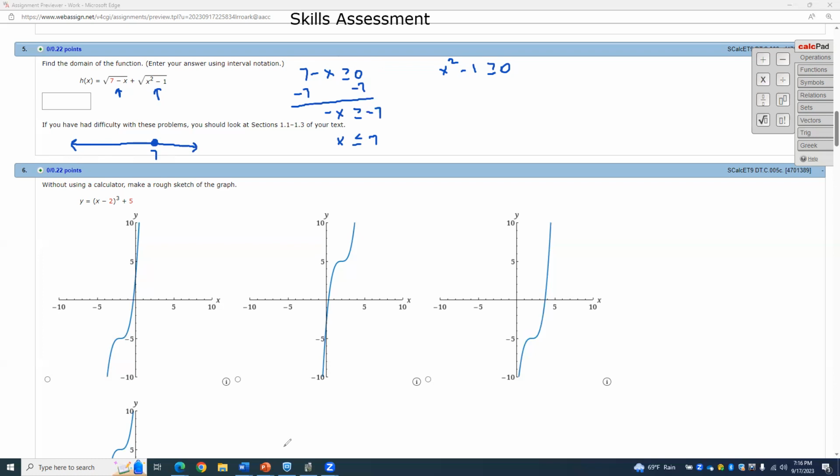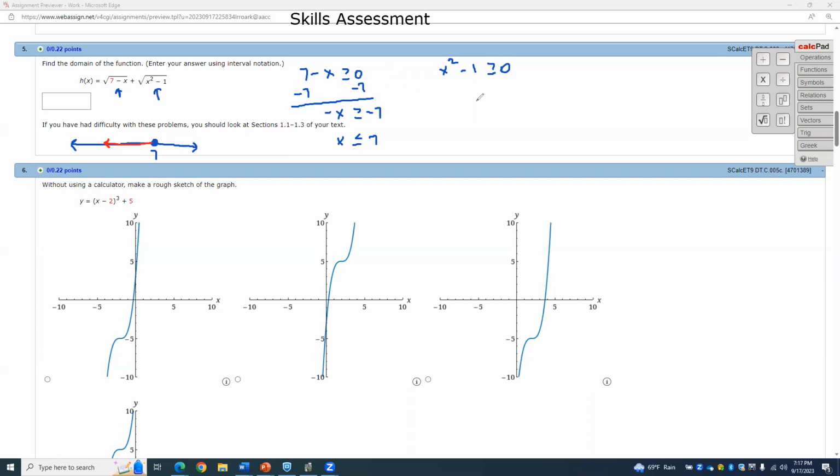Okay, because anything past 7 would make this lovely radical negative. And the radical being negative means I'm talking about imaginary things, and I don't want imaginary numbers in my domain. That wouldn't make any sense. Okay. Domain is just talking about what's real on the graph that we can actually see.